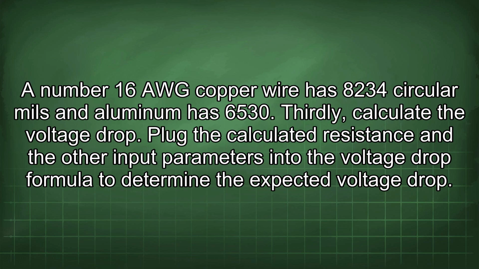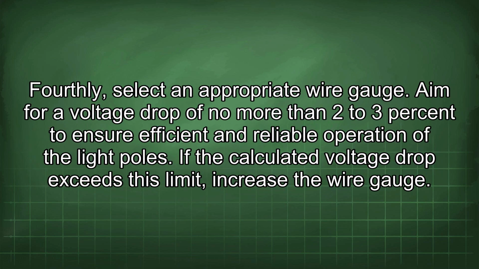Plug the calculated resistance and the other input parameters into the voltage drop formula to determine the expected voltage drop. Fourthly, select an appropriate wire gauge. Aim for a voltage drop of no more than 2 to 3% to ensure efficient and reliable operation of the light poles. If the calculated voltage drop exceeds this limit, increase the wire gauge.